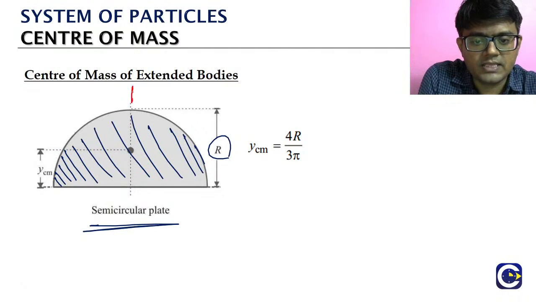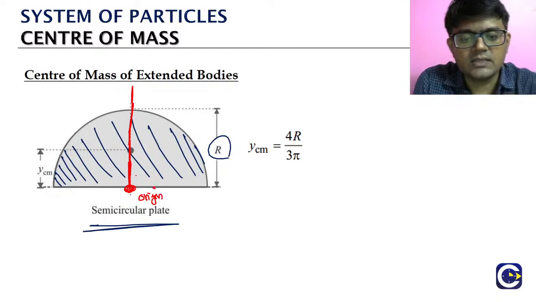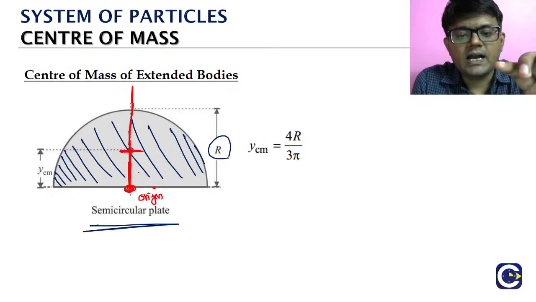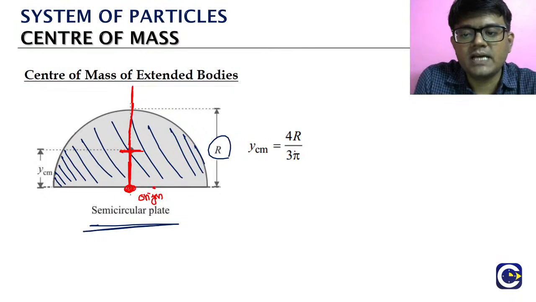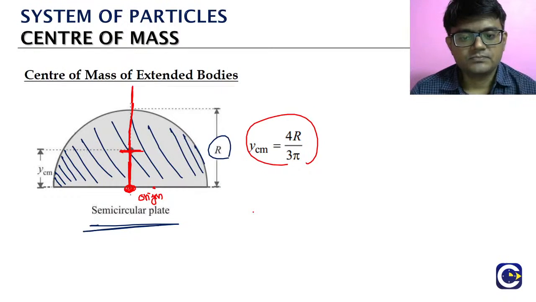Okay, so it will be coming on that y line. Okay va? So இது நம்ம origin எடுத்தா அங்கல இருந்து what is the height and சொல்லலாம் or the distance and சொல்லலாம். What is the height or distance? 4r by 3 pi. Okay va?